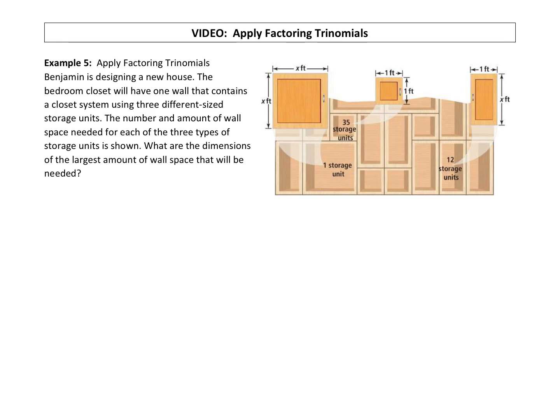Okay, let's apply these factoring trinomials to a real-world situation, our favorite. So we've got Benjamin. Benjamin is designing a new house. The bedroom closet will have one wall that contains a closet system using 3 different sized storage units. So you can see here's kind of a snapshot of his wall, and he's got just a combination of these different size storage units all kind of arranged. The number and amount of wall space needed for each of the 3 types of storage units is shown.